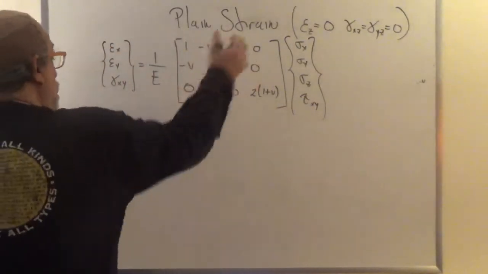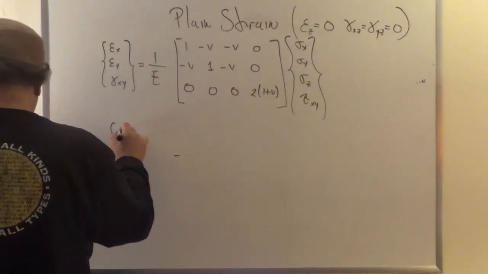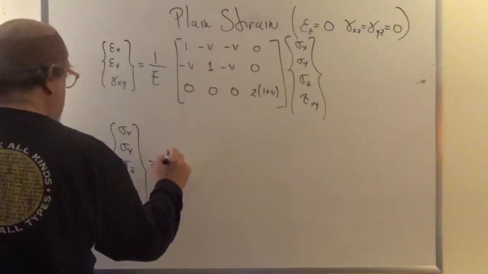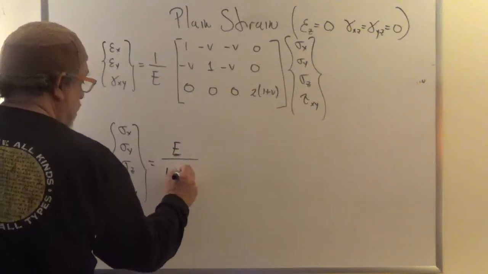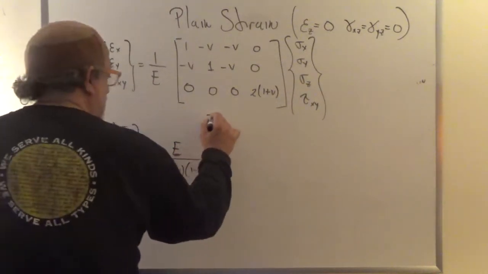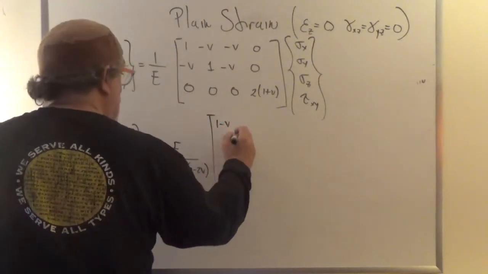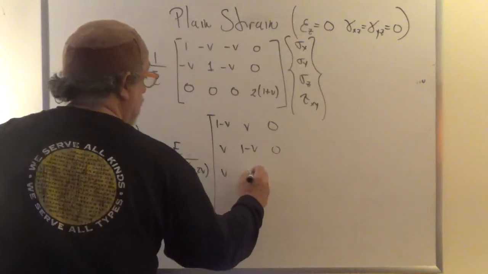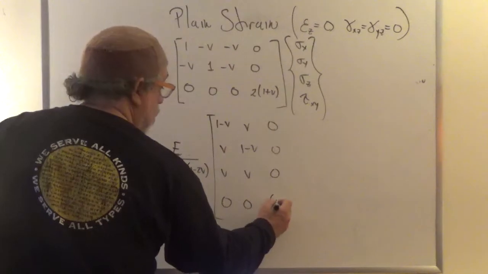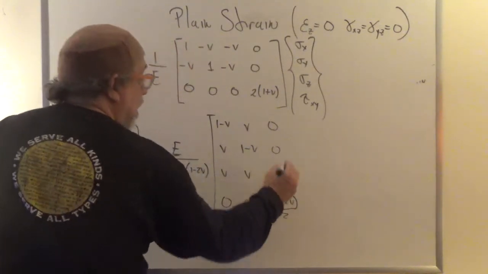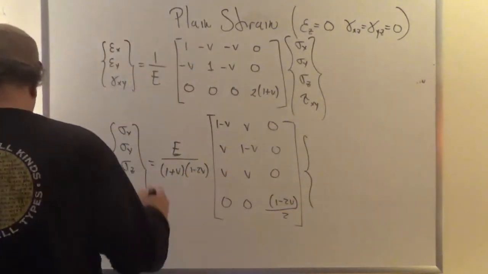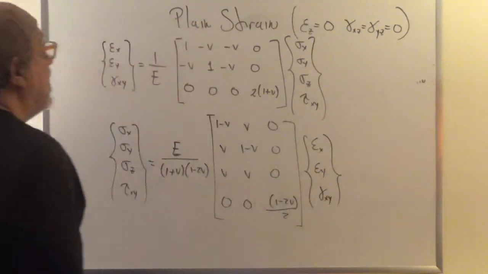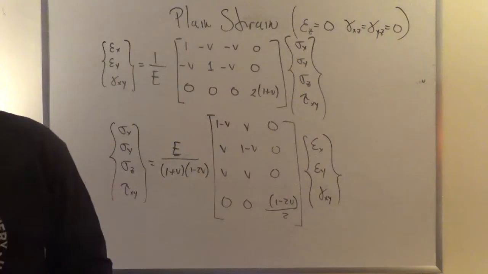Epsilon x, epsilon y, gamma xy, this is how they're related to the stresses. And the inverse relation, not going back to the original, is that these, sigma x, sigma y, sigma z, and tau xy, are given by E divided by 1 plus nu times 1 minus 2 nu, and then we have 4 rows: 1 minus nu, nu and 0; nu, 1 minus nu and 0; nu, nu and 0; 0, 0, and 1 minus 2 nu divided by 2. That gets multiplied times, as you might expect, epsilon x, epsilon y, and gamma xy. This is plane strain. So, what do we have?